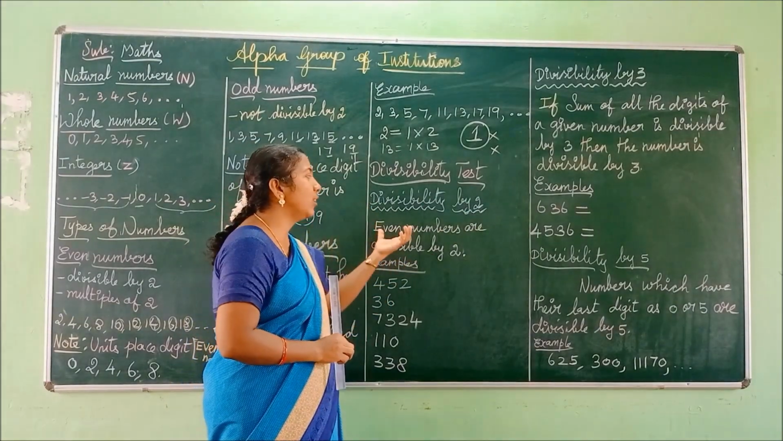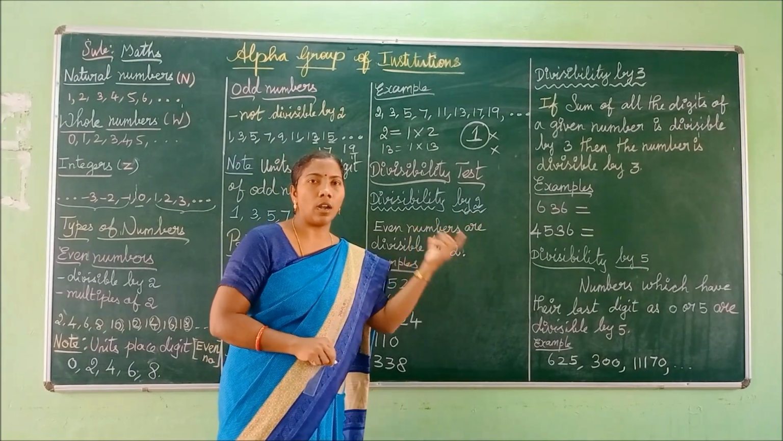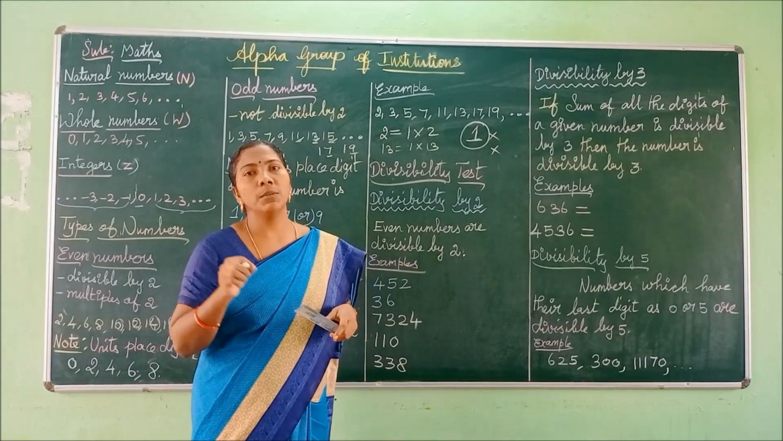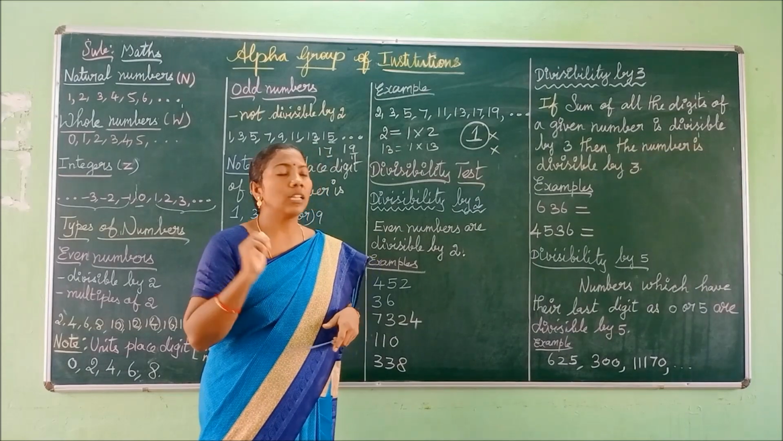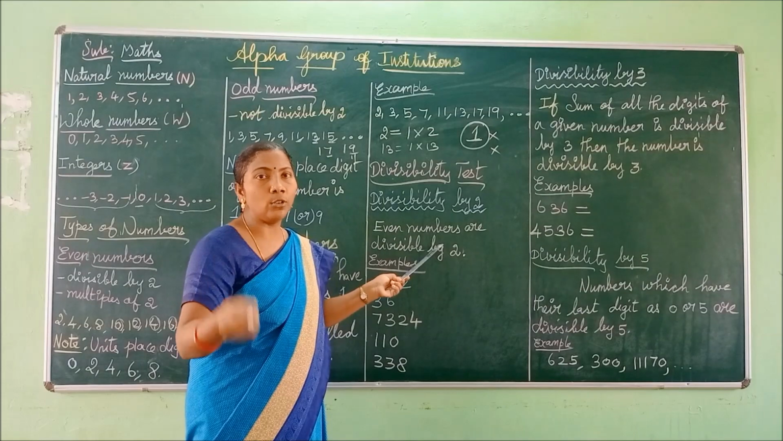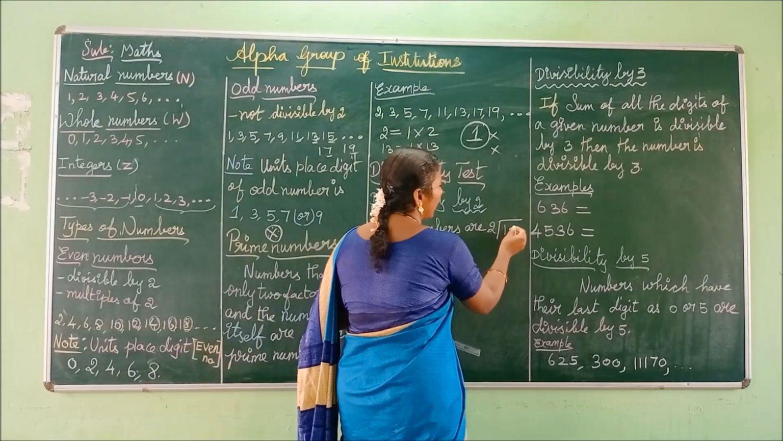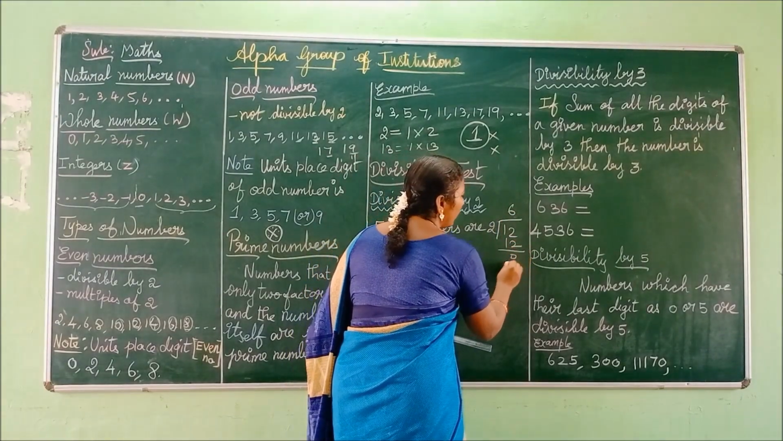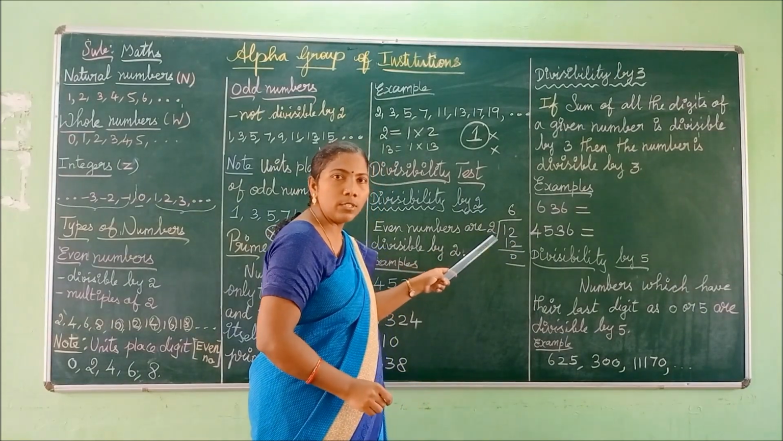How can you identify that a given number is divisible by 2 or not? Before that, you must know the meaning of divisible. What is meant by divisible? You can divide any number by any number. But the concept of divisible is, if you divide a given number by 2, it must leave the remainder 0. For example, if you divide 12 by 2, 6 twos are 12, our remainder is 0. So in this case, we can say 12 is divisible by 2.